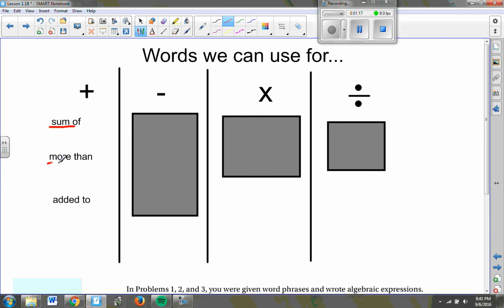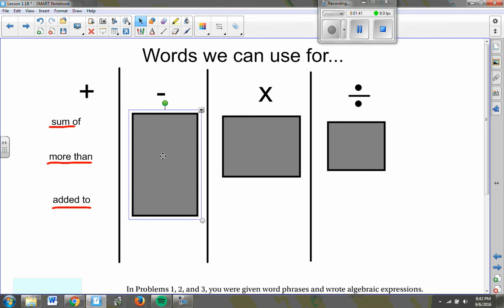We can also say more than, like 10 more than x. That'd be x plus 10 more. So, right? 10 more than means add. We could also say added to. You could say 10 added to some number x, where you'd say x plus 10. 10 got added to some number x. Okay, so those are three options for us to use with the plus symbol.